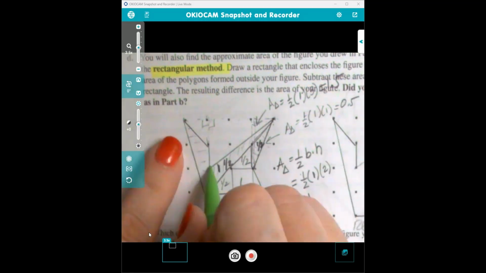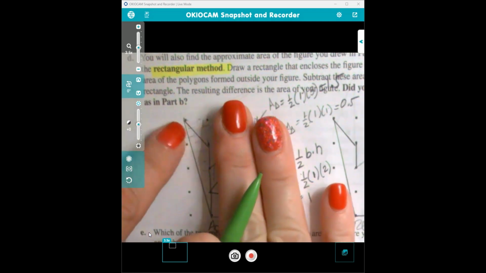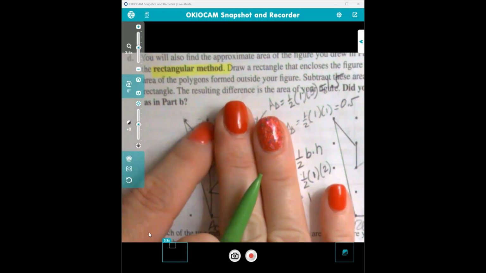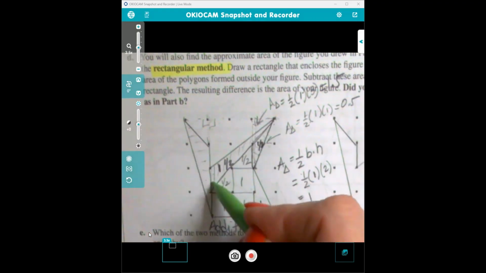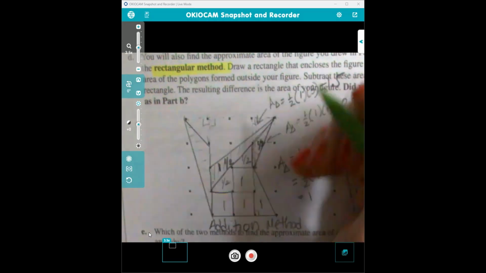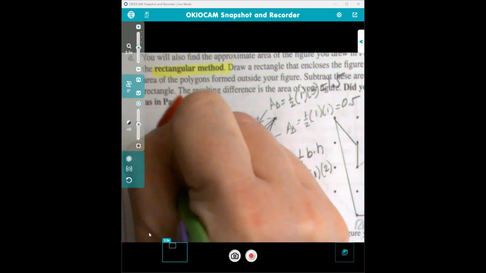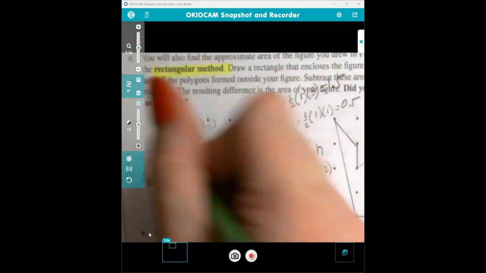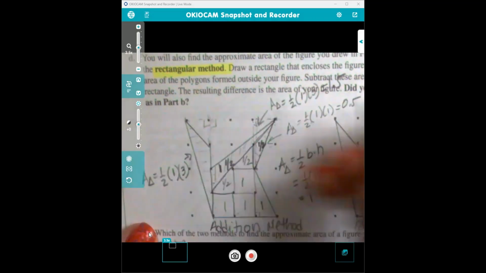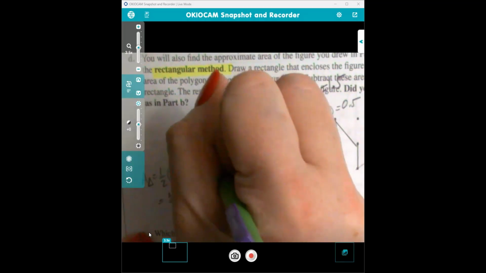And then the last one is this one right here. Again, same story. I'm going to extend this height all the way down so I can make a perpendicular to this base. So now I have a base of 1 and a height of 1, 2, 3. So it's just like this one right here. This triangle has a base of 1 and a height of 3. So again, this is going to be 3/2, which is 1 and 1/2. So this is also 1 and 1/2.